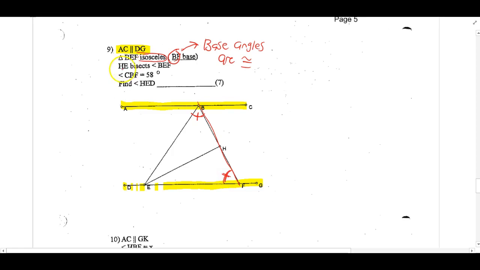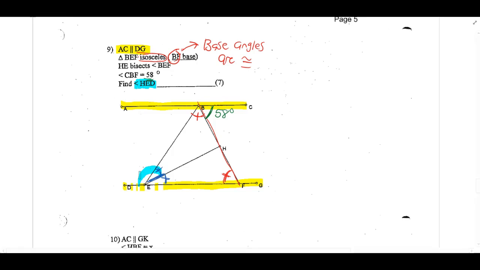Now we have something else. HE bisects BEF. So I'll take the blue pen now. HE is this thing right here, and it's bisecting BEF. That means this angle in blue and this angle in blue are the same. And last but not least, running out of colors, 58 degrees is CBF. So let's go with CBF right here as 58 degrees. All right, so ultimately what we're trying to look for is what HED is going to be. That is going to be this whole combination of angles right there. That's my goal.